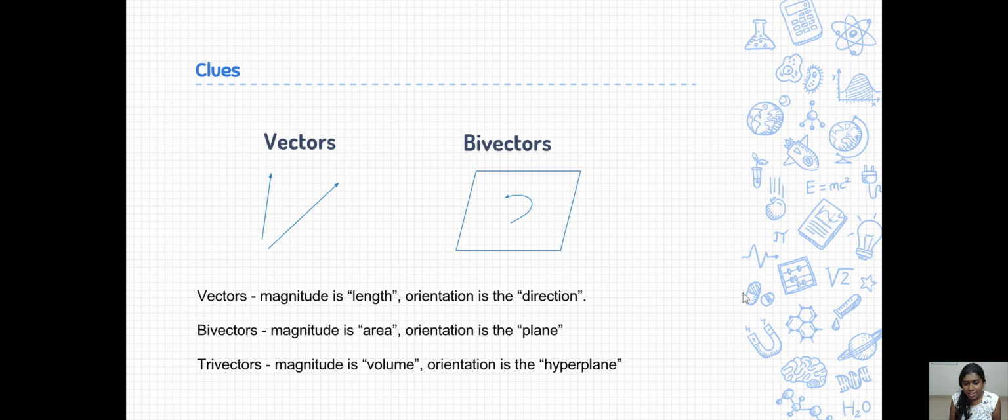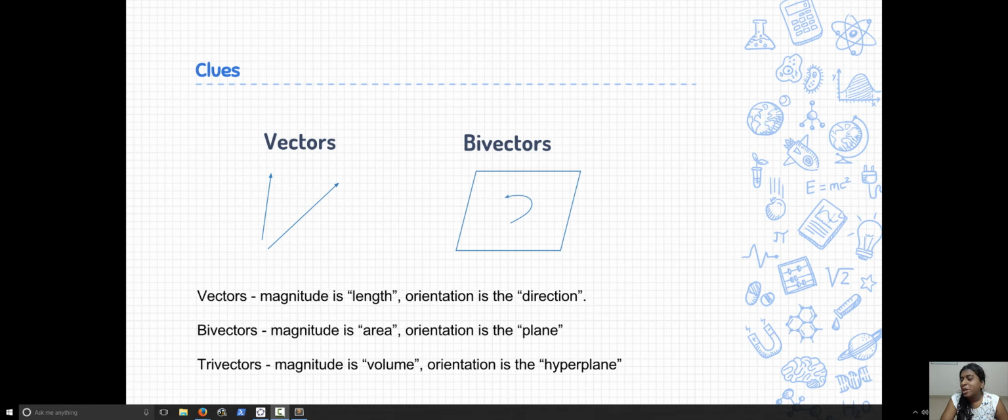So what are bivectors? Bivectors are something that represents an area and a plane. Just like vectors, bivectors also have a magnitude and an orientation. But the magnitude in this case is an area and the orientation is the plane in which it lies on. Similarly, trivectors represent a volume and the orientation is the hyperplane which it lives on.